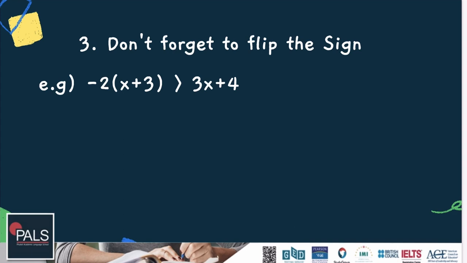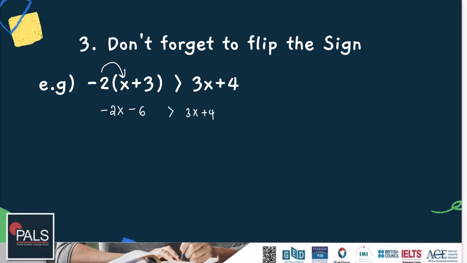Okay, let's do this question together. So it's minus 2x minus 6, right? Don't forget to expand into every term in the brackets. Minus 2 times x is minus 2x, minus 2 times plus 3, minus times plus is minus, 2 times 3 is 6, more than 3x plus 4.